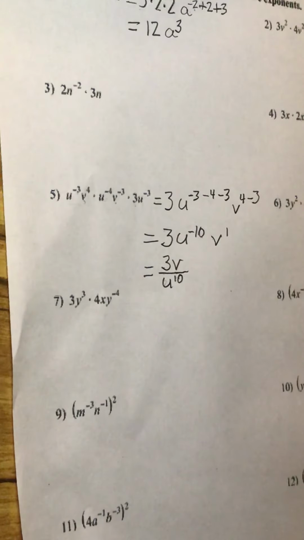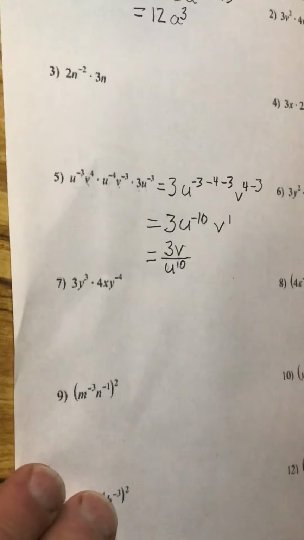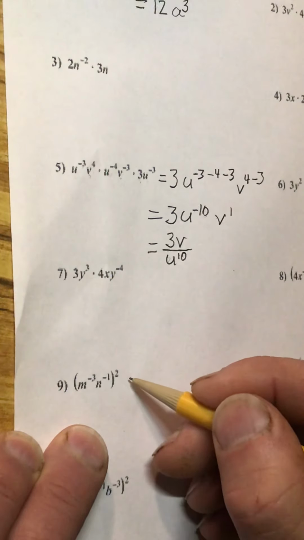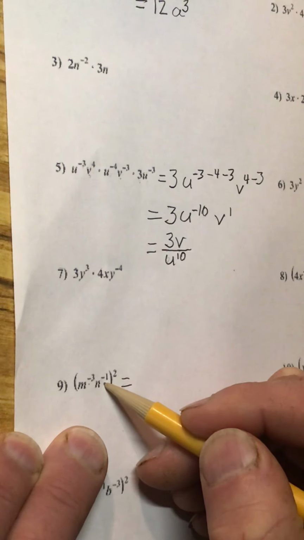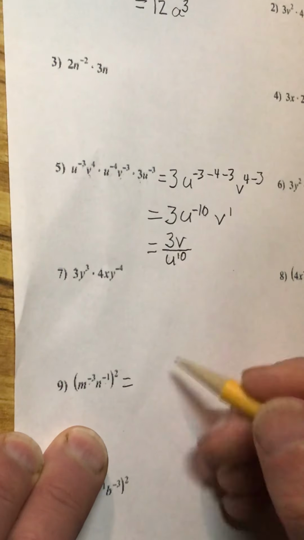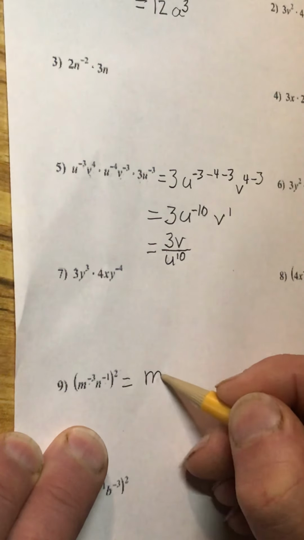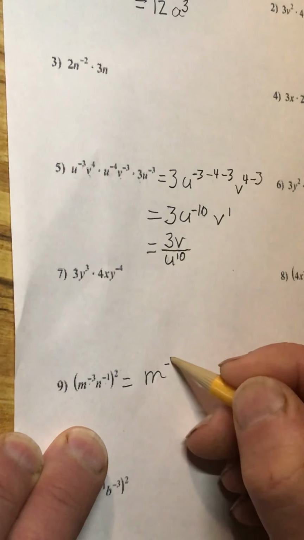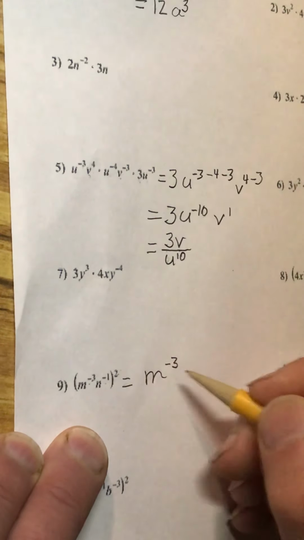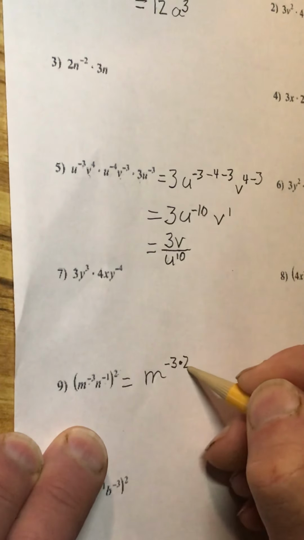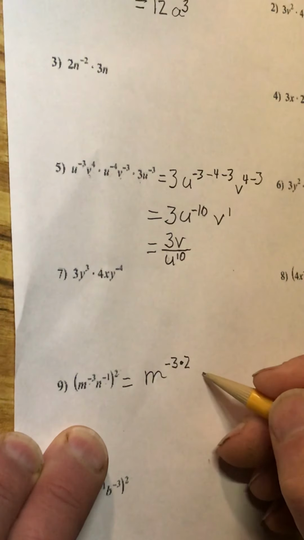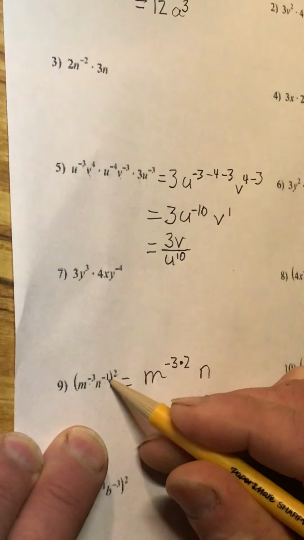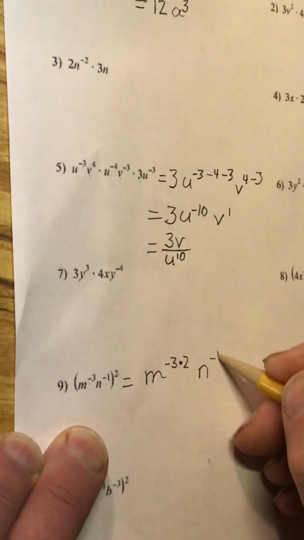All right, let's look at one more rule. Look at number 9, okay? On problem number 9, we've got m to the negative 3, n to the negative 1, all raised to the second power. That means that for the m, I'm going to say negative 3, and since we've got the exponent on the outside, it multiplies times that negative 3. So m to the negative 3 times 2. For the n, I've got negative 1. I'm going to multiply negative 1 times 2.